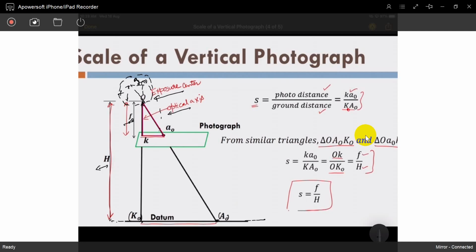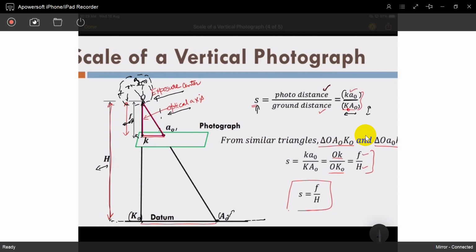This is the focal length. This is k, this is k naught, because this is capital and that is small. So exactly what is the scale? Scale is the photo distance ko divided by the actual distance KO capital. That is what scale means. Sir, how can you get the scale?